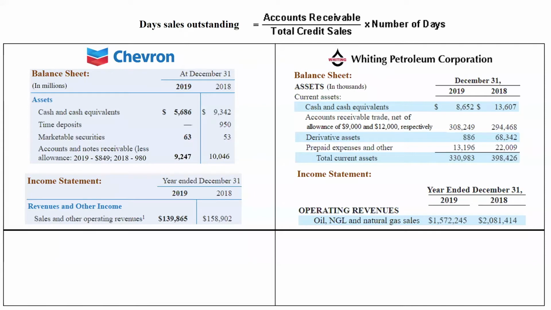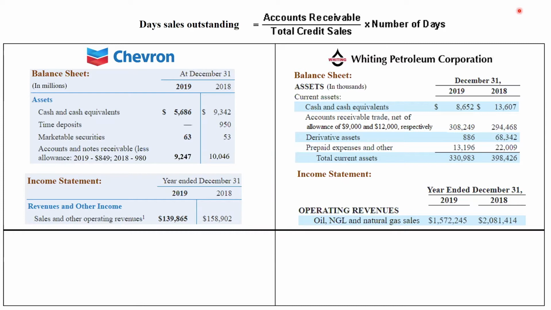And so let me share my screen. What we're going to do is calculate these ratios for comparison companies and just compare and contrast across companies. So first, let's talk about days sales outstanding. To calculate days sales outstanding, you take the accounts receivable balance, and that's the gross accounts receivable balance, divide by total credit sales, and multiply by the number of days in the period.